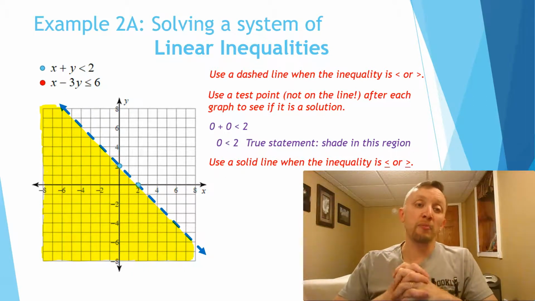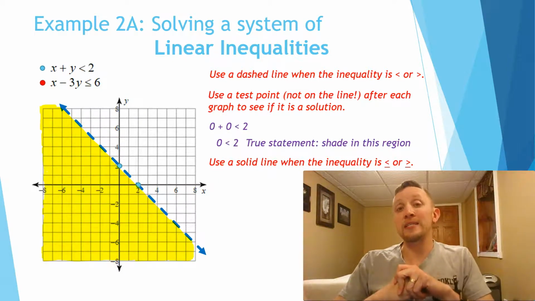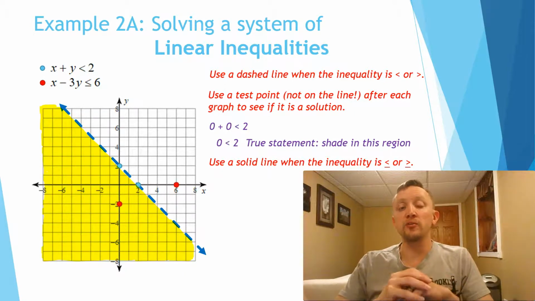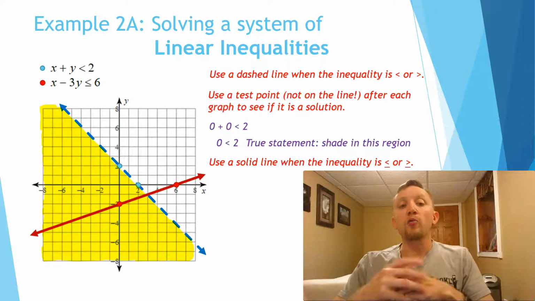To find the y-intercept, I'm going to cover up the x. Now there's more I have to solve here, because then I'd have to take 6 divided by negative 3 to get negative 2. So the y-intercept would be at negative 2. So you can see I've got those 2 points now. Now when we graph these, we're going to use a solid line. And just like before, we're going to use a test point.